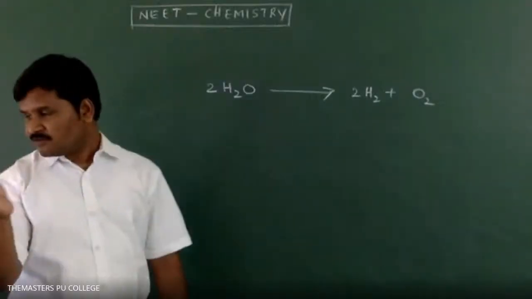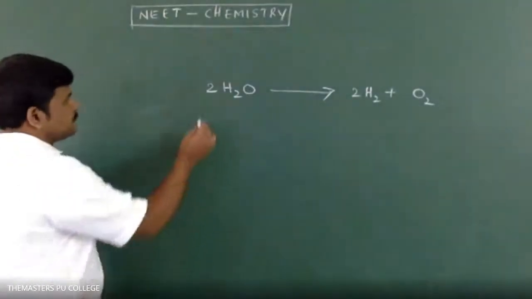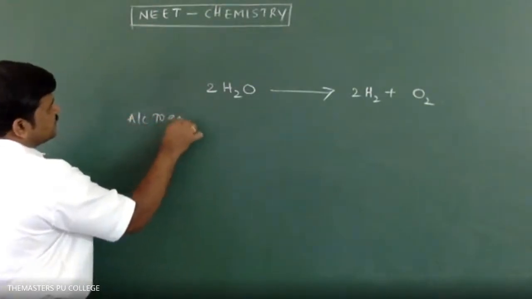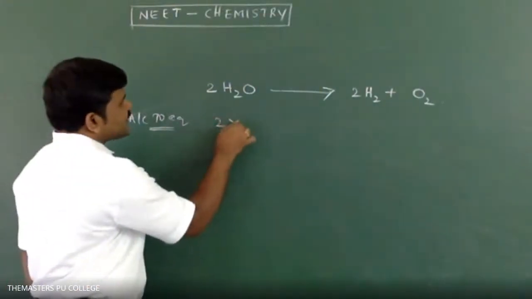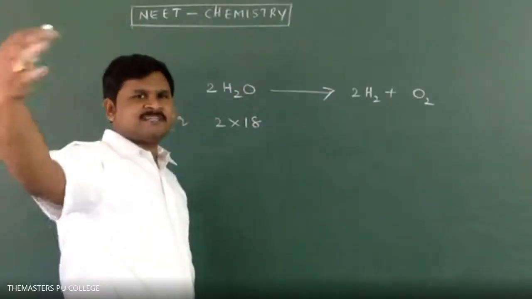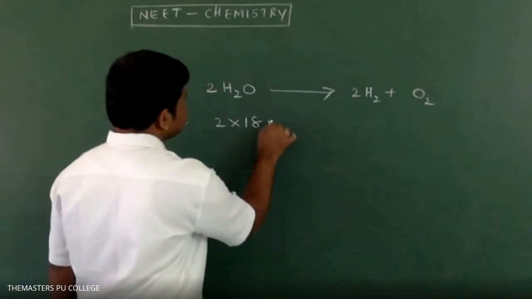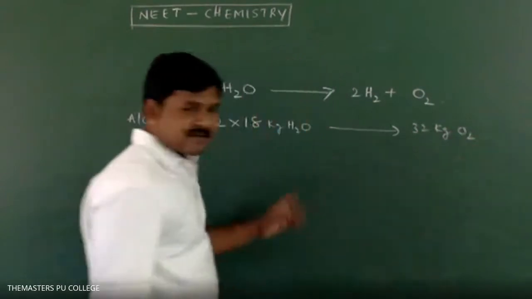Sir, 64 kg. Very good. 64 correct. So according to the equation, see, for every step why I am writing according to the equation is to avoid confusion. 2 into 18, this is kg, you please consider kg. 2 into 18 kg H2O gives 32 kg O2. This is according to the equation. Clear?